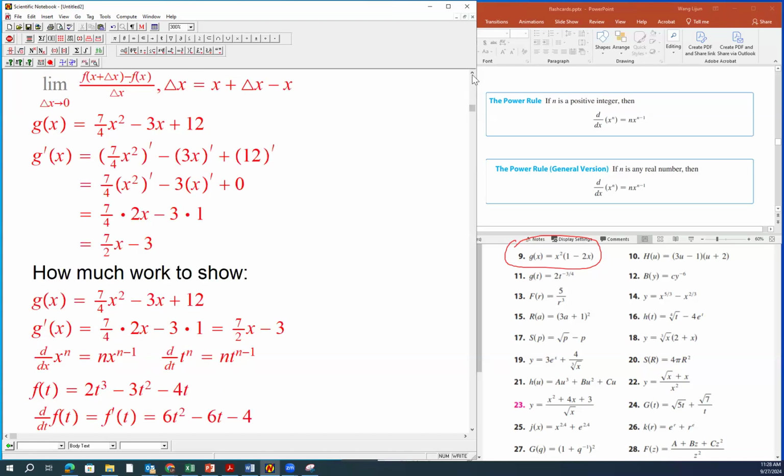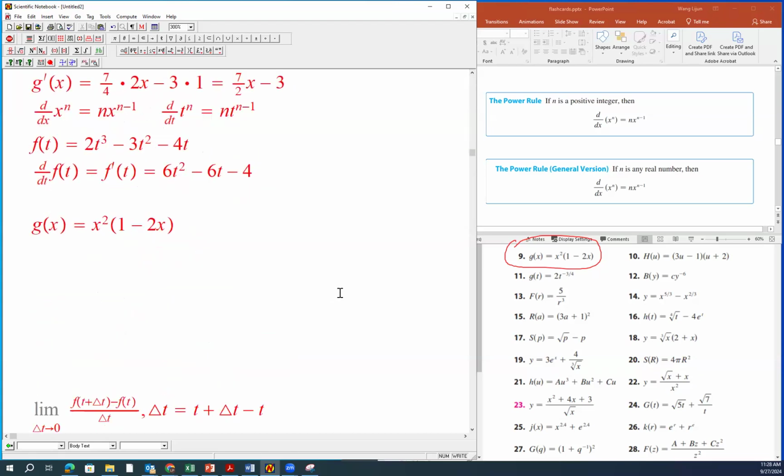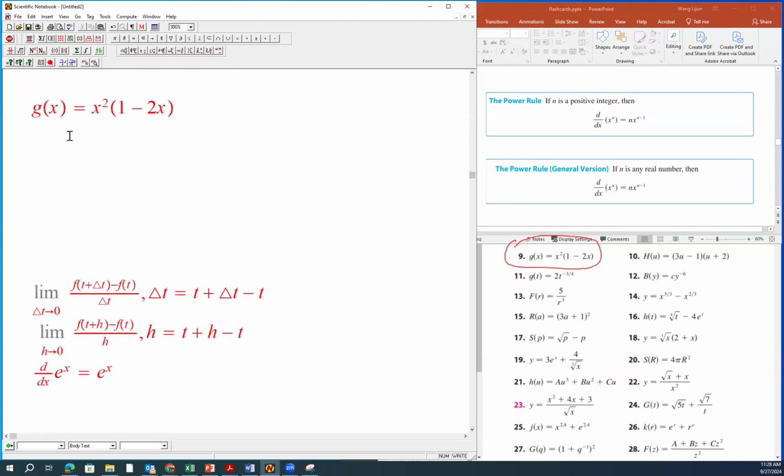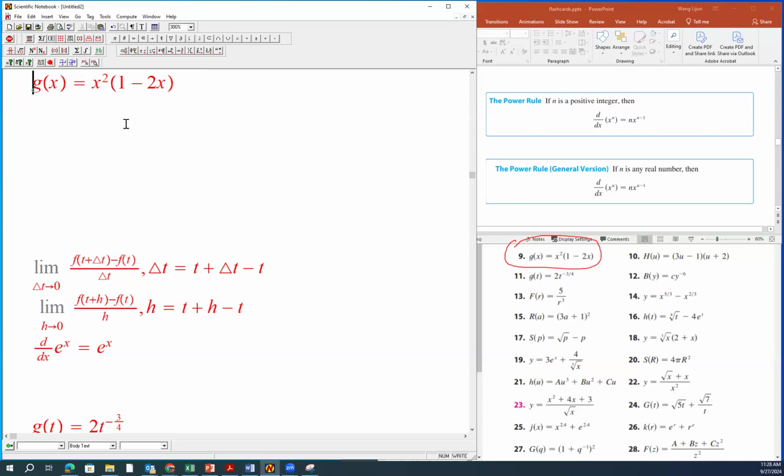To find the derivative of this function, g of x, we have learned product rule, but in this case, you don't really need a product rule. You can use the power rule without using the product rule, because product rule adds a little more complexity to it. So unless you have to, I will not use a product rule. It just keeps life simple.